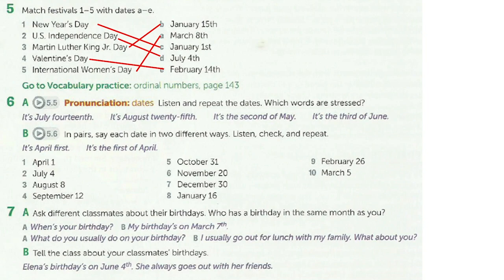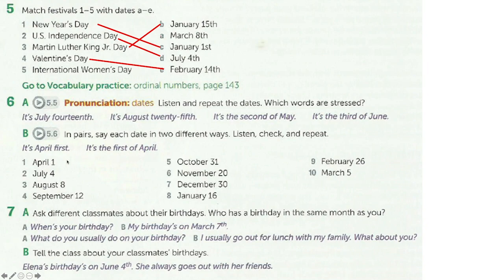Next, how would you say the next date? It's August 8th, or it's the 8th of August. It's September 12th, or it's the 12th of September. So as you can see, there are two ways.